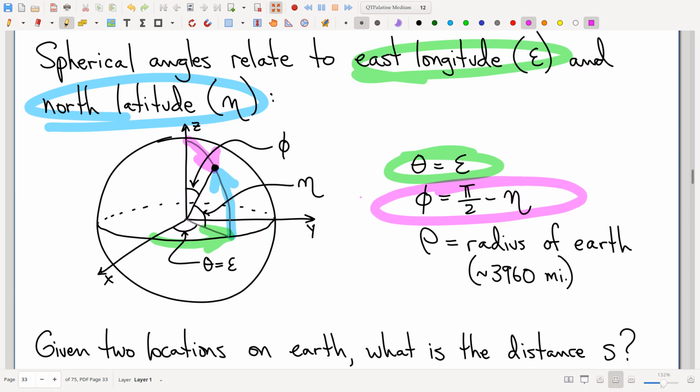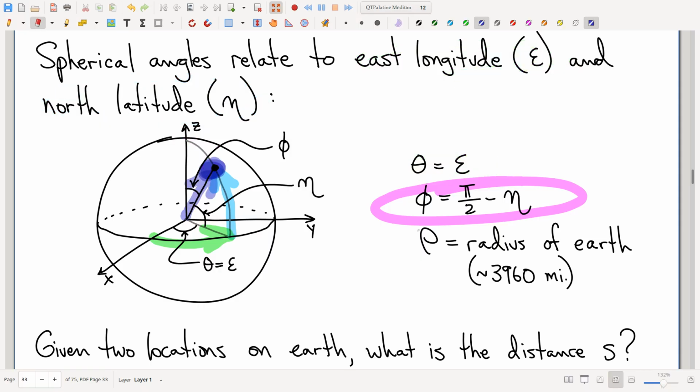And now, if we're thinking about a particular location, a point there on the surface of the Earth, and if I want to think of that point as a vector in space, well, what is the magnitude of that vector? The magnitude of that vector is the radius of the Earth.